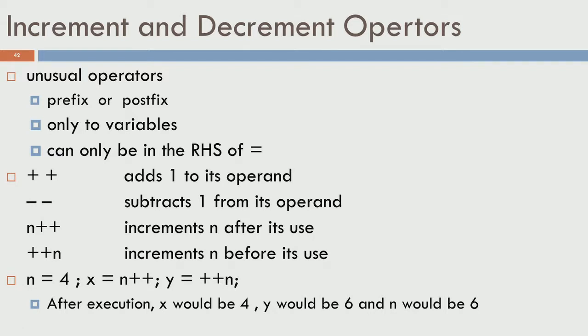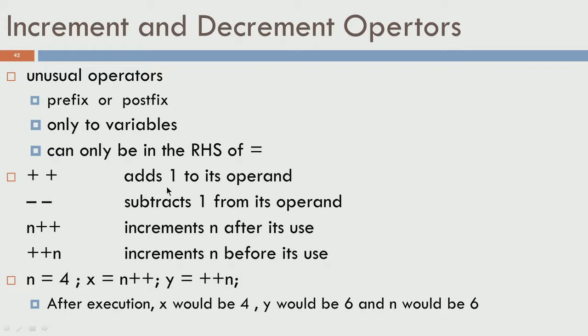Let us look at a few other operators that are useful and very common in C, and the increment and decrement operators are these operators which are actually unusual, not uncommon, unusual. So, for example, this plus plus, if you do a plus b, it is addition of a and b, but if you do a plus plus, it is actually equivalent to a equals a plus 1.